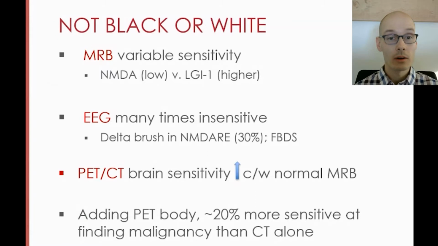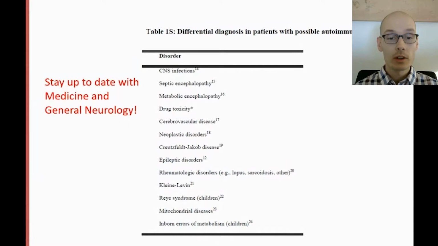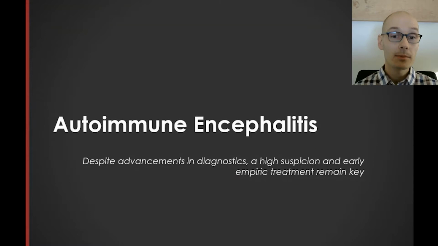Another important thing for clinicians is to stay up to date with medicine and general neurology. That's because conditions that mimic autoimmune encephalitis are various, and this is just a relatively short list. I'm sure everyone could add more to that as well, but we need to stay on our toes. So despite advancements in the field, a high suspicion and early empiric treatment are still key to this field.